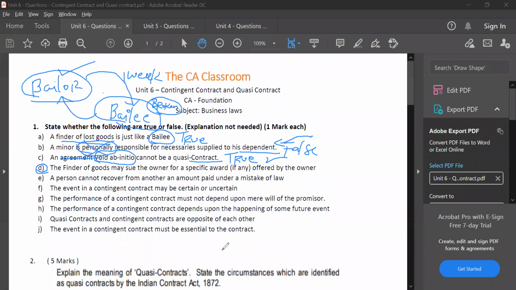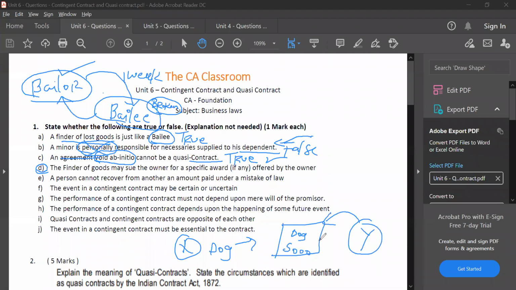Yeah, see. Now let's say Mr. X has a dog. His dog got lost. So he puts up a missing pamphlet: whoever finds the dog, I will give them 5,000 rupees reward. Now, Mr. Y saw this pamphlet on the road. Then he saw the dog also in a nearby street. He took the dog and went and gave it to X. Now X is saying, no, no, no, I will not give you 5,000 rupees.